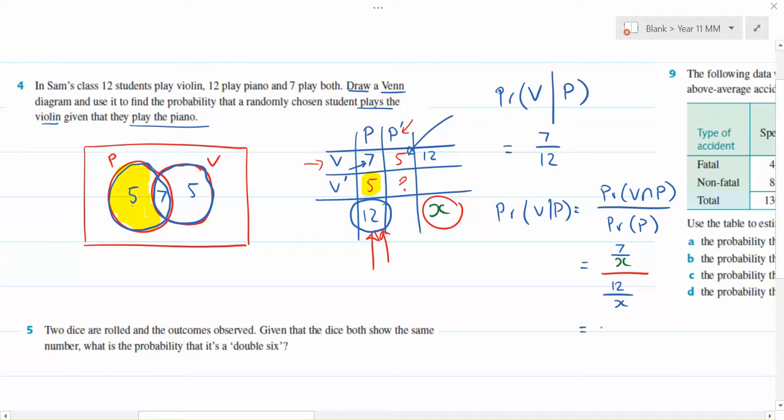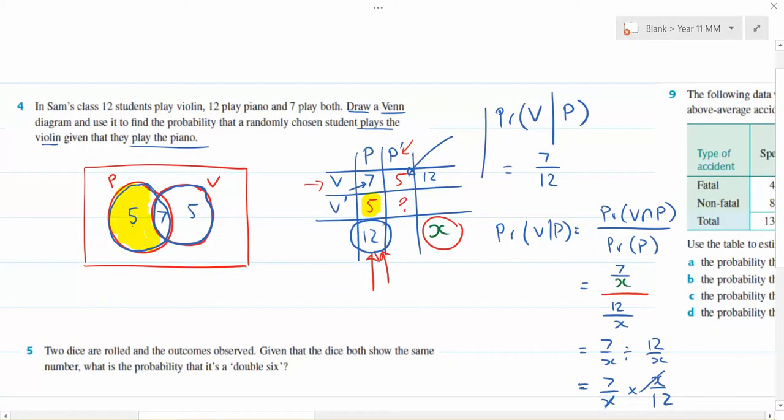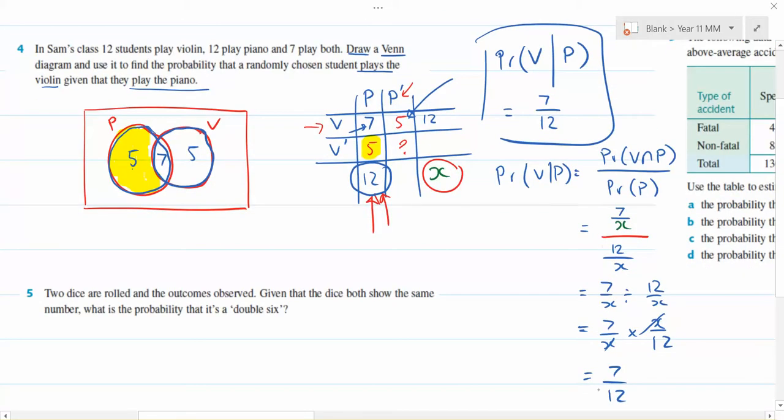You could do that, and that would just be 7 over X divided by 12 over X. But we know that when we're dividing fractions, it becomes times X over 12, and X divided by X cancels out, and you still get 7 out of 12. Same answer as I did up here. But obviously, I'm hoping you didn't have to go through these algebraic steps to get the same answer, because it's a logical question. Given what's already occurred, out of that, what are the chances of getting what you want? That's what conditional probability is.